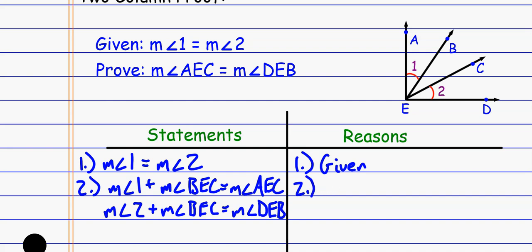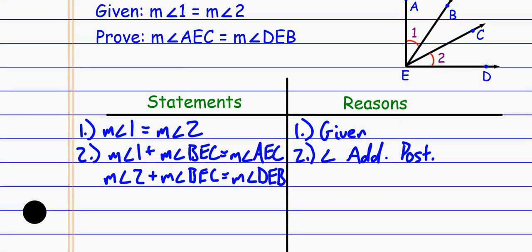Oh, nice way to abbreviate angle, just use our symbol. Angle add. And you can say postulate if you want, all right? Again, if you're not sure, just describe it. Say, hey, you know, little angles add up to the whole angle. It's angle addition, okay? And now from here, think about what you can say, all right?